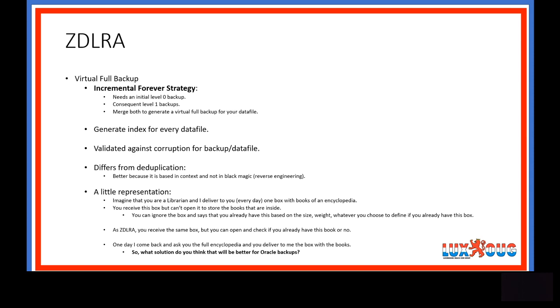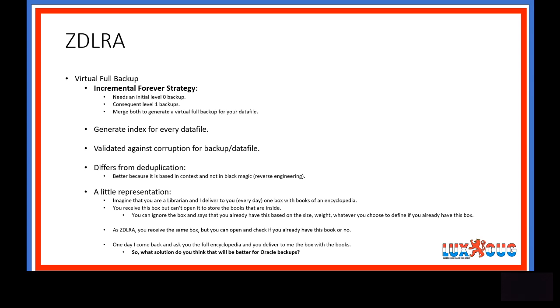That is the main feature of Zero Data Loss that everyone is talking about. So it's an incremental-forever strategy. This means that you execute just one incremental level zero, to feed Zero Data Loss with a copy of your database. So you have a level zero. And after that, you just execute level one backups, and the Recovery Appliance will merge the level one and level zero for you and generate a level zero virtual full backup. So this means that you execute just one level zero and subsequent level one backups every day forever. You don't need to execute a level zero backup anymore, and Zero Data Loss will merge everything to deliver to you a level zero backup.